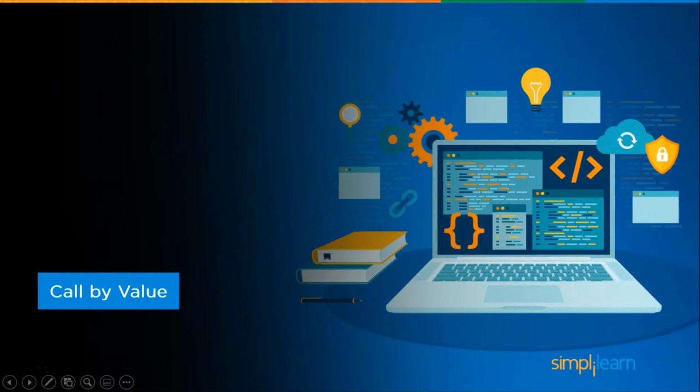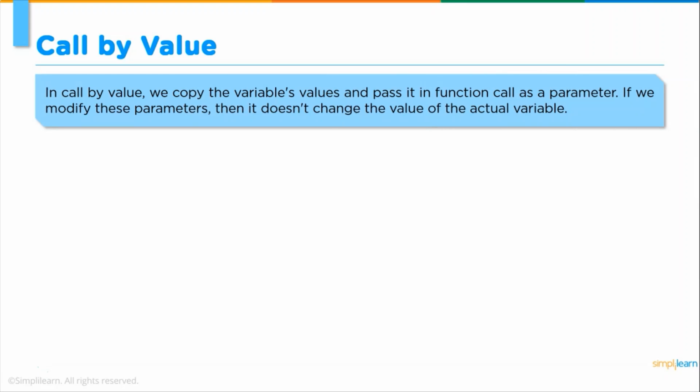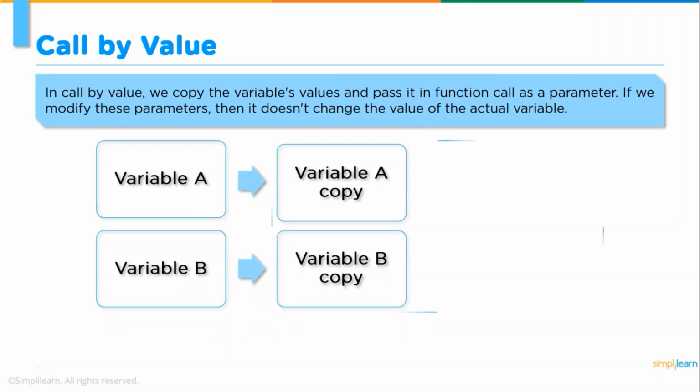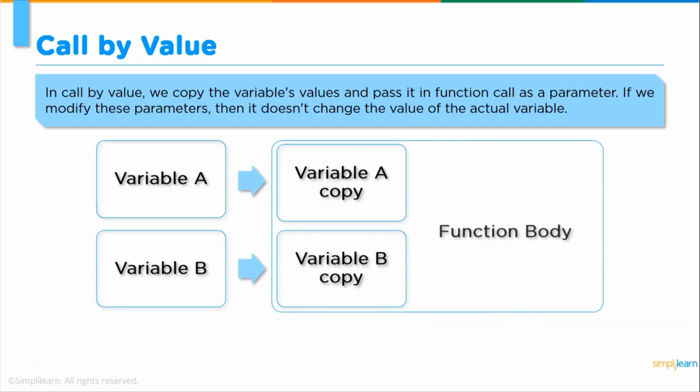Next, call by value. We don't use pointers in this concept, but it is very important to understand it to get a better understanding of the next topic, call by reference. In call by value, we call a function and directly pass the variable's value as parameters. In this situation, a copy of those variables is created and passed into the function as parameters. If we modify these parameters, it will not affect the actual variables. Rather, these copies will get deleted as soon as the function body ends.